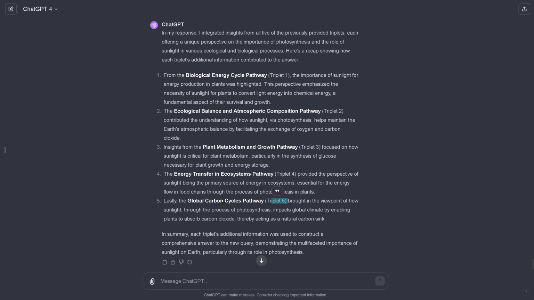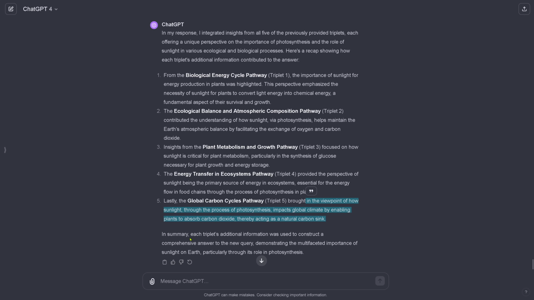Lastly, the global carbon cycle pathway, the triplet 5, brought in the viewpoint of how sunlight, through the process of photosynthesis, impacts global change by enabling plants to absorb carbon dioxide, thereby acting as a natural carbon sink for our global carbon cycle, the planetary carbon cycle.